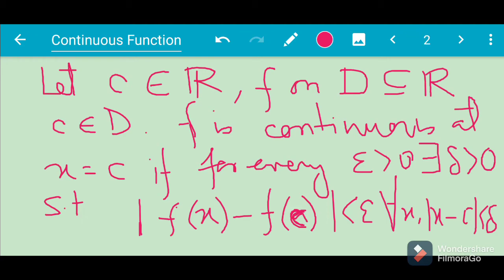So if c is a point in the domain of the function, then f is said to be continuous at c if for every epsilon greater than 0 there exists delta greater than 0 such that mod of f(x) minus f(c) is less than epsilon. You have chosen epsilon, and this holds for every x in the neighborhood of c.